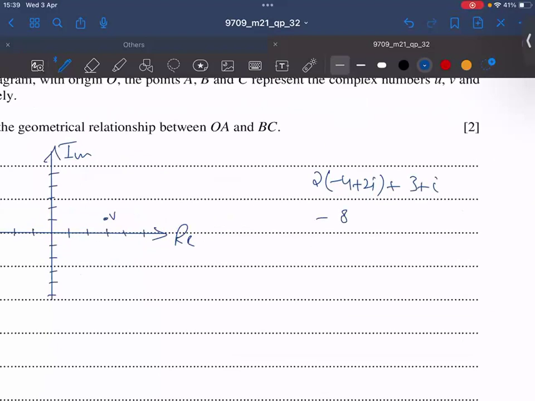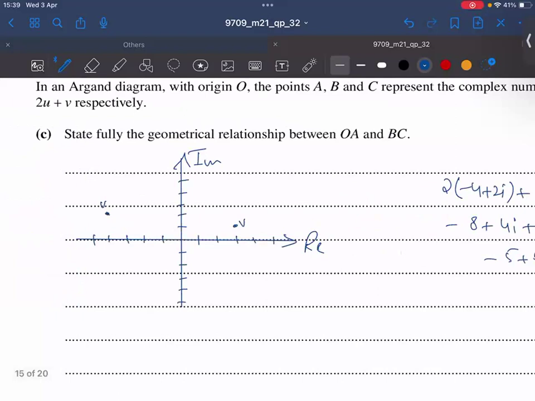It's going to be minus 8 plus 2 times 2 is 4 iota, plus 3 plus iota. Minus 8 plus 3 is minus 5, plus 5 iota. All right. Minus 5 plus 5 iota. So minus 5.